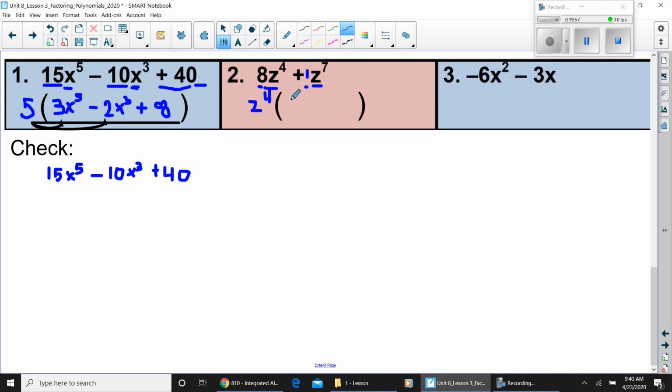So z to the fourth times what equals 8z to the fourth? If you said 8, that's correct. Z to the fourth times 8 equals 8z to the fourth. Z to the fourth times what equals z to the seventh? This is where you remember your laws of exponents. When you multiply, what do you do with the exponents? You add them. So z to the fourth times z to the what equals z to the seventh? Z to the third. If you distribute, it's pretty easy. It is 8z to the fourth, that's a z, and z to the fourth times z to the third is z to the seventh.